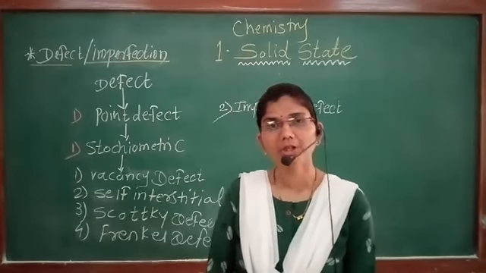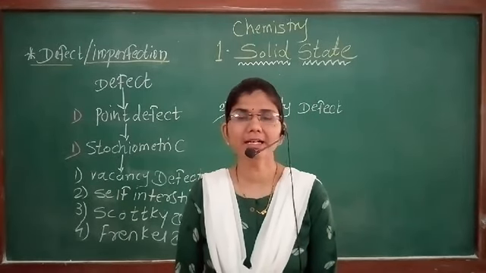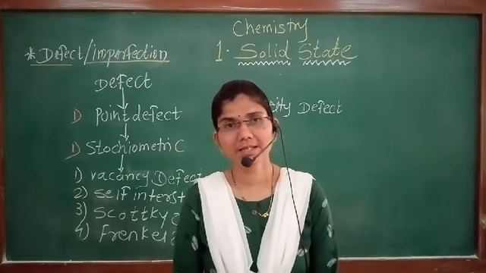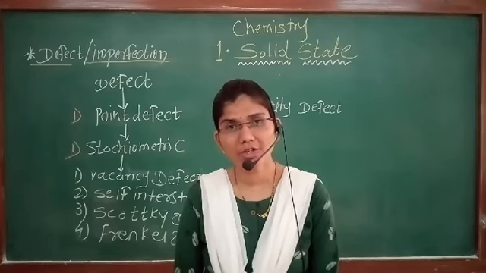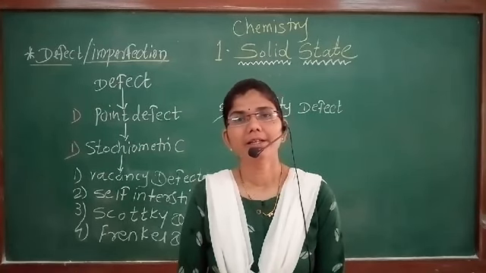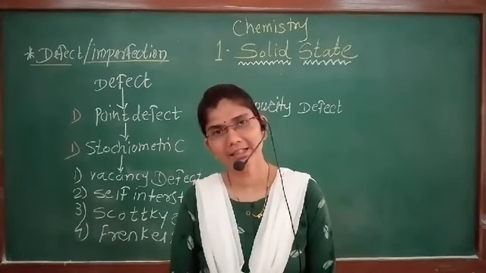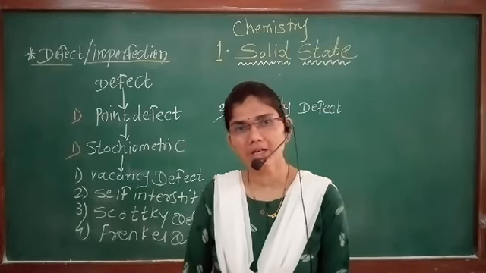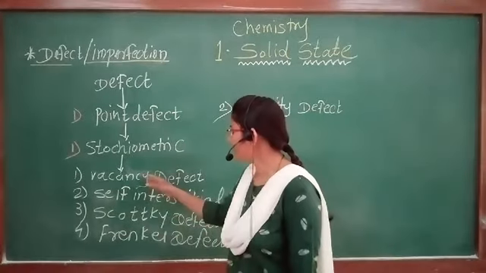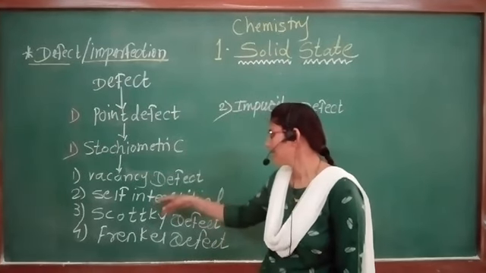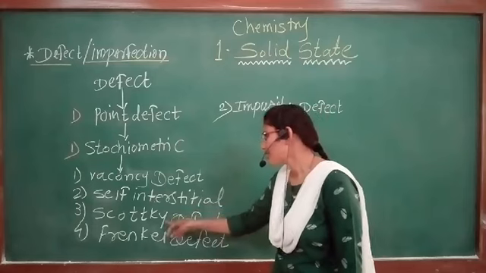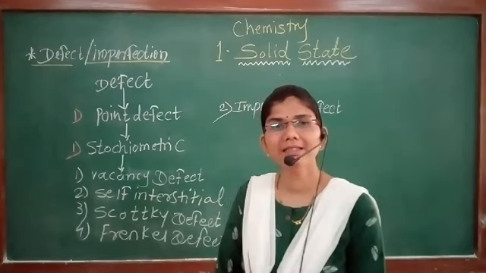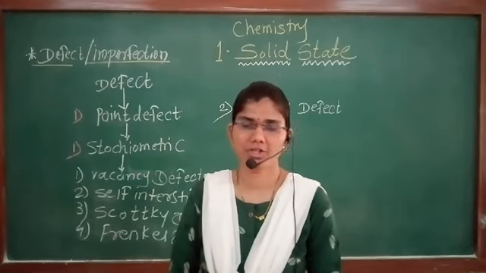stoichiometric defect, non-stoichiometric defect and the impurity defect. The point defects are classified into three types: stoichiometric defect, non-stoichiometric defect and impurity defect. And in that further we have completed the types of stoichiometric defect. The stoichiometric defects have types, that means vacancy defects, self-interstitial defects, Schottky defects and Frenkel defects. All these points we have covered in detail in our last lecture.